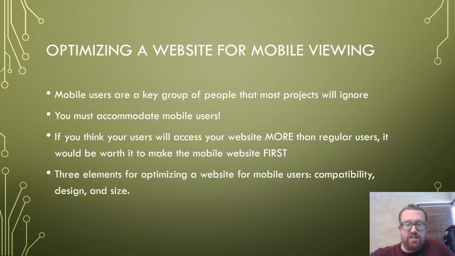So that's a good piece of advice, especially for those of you who may decide to do web design professionally. You may start with a mobile website first, and it may get to a point where you don't even design a regular website. You just do it all so that it's accessed by mobile people, and that's an option as well. There are 3 elements. The text lists 3 elements for optimizing a website for mobile users. It is compatibility, design, and size.